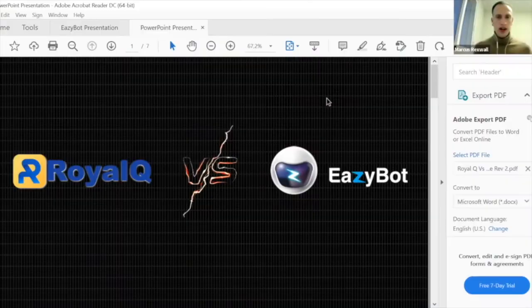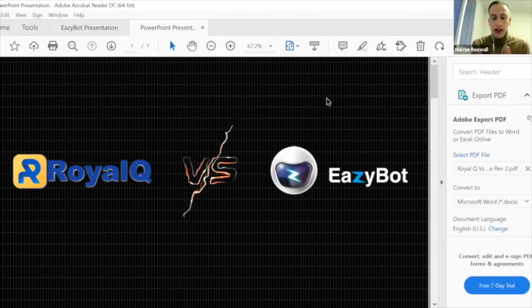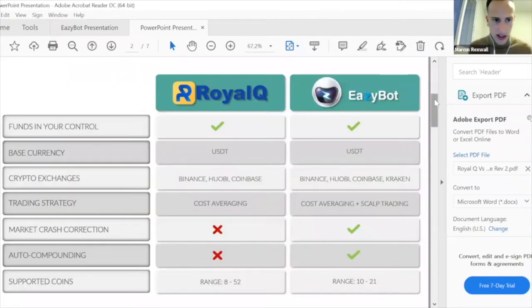There's another trading bot called RollQ, and this is Eazybot, and you might be getting questions. Hey, what is the difference? Why should I do one rather than the other? And this is something that you guys have to take a look at. You can weigh the pros and cons in this presentation and make your decision.